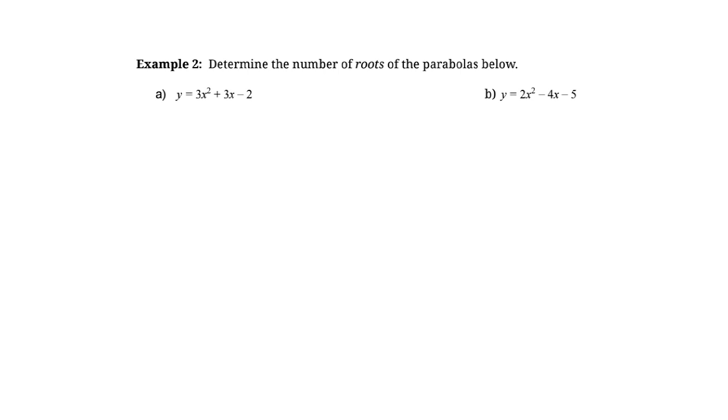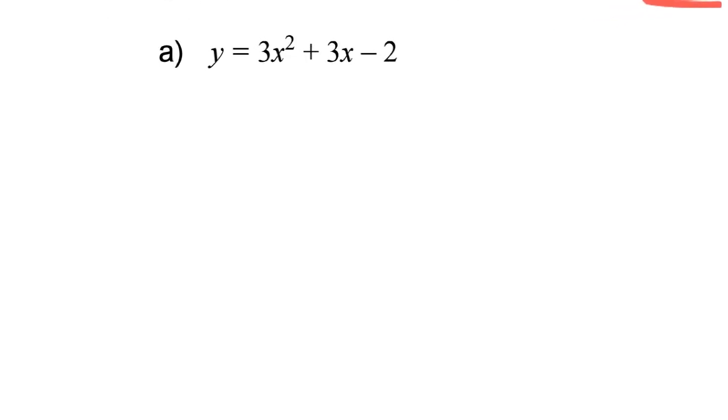Example number 2, determine the number of roots of the parabolas below. So in case you've forgotten, roots is just another way of saying find the number of solutions for each of the parabolas. So to find the number of solutions, is it going to be 0 solutions, 2 solutions, 1 solution? You just need to pick out the a, b, and c values, plug them into the discriminant, and then decide how many solutions there are going to be. So this question is nice and simple because there is nothing that you need to rearrange or reformat. All of the questions are in proper quadratic equation format.